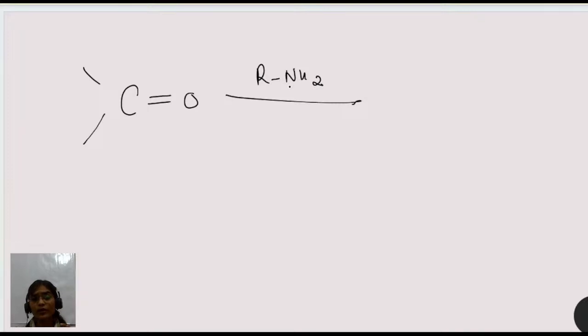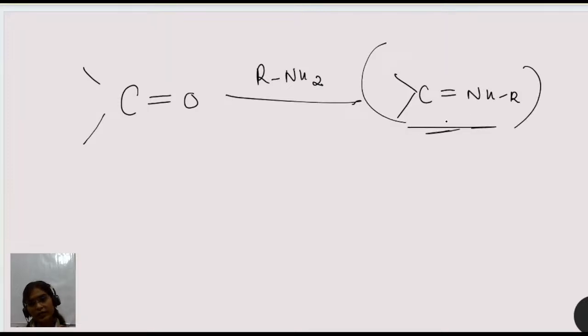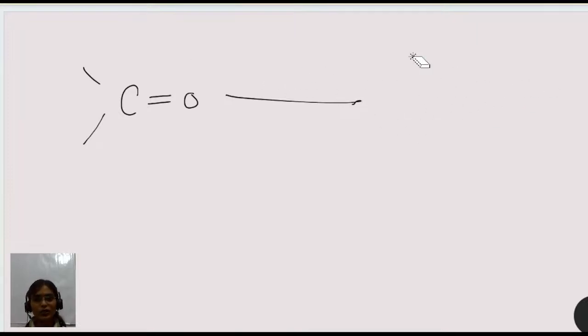So what is point number one? That nitrogen is going to combine with oxygen. What will be the product we are getting? It is like this: C=N-H and R. This kind of product we are getting here every time. Every nitrogen compound is going to do this, but when I say nitrogen compound, I don't mean NO2. Just try to understand my point. Anyway, let's use this hydrazine molecule.